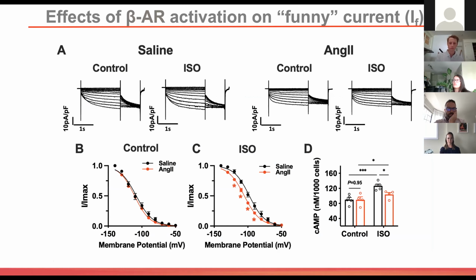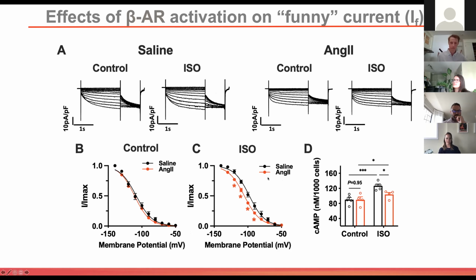So we went and looked at these channels individually. So the first one was the HCN or hyperpolarization activated funny current. And here we can see the traces of these measured currents by patch clamp electrophysiology. And in panels B and C, we have the activation kinetics, which are largely dictated by cyclic AMP generation. And we can see in response to isoproterenol, there's less of a shift in the activation kinetics of the funny current in Ang2 infused mice.